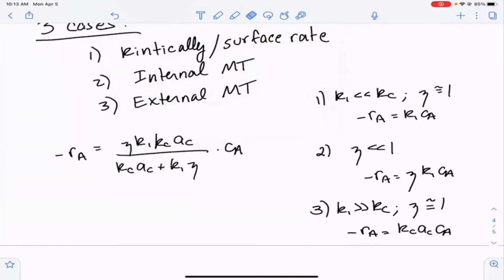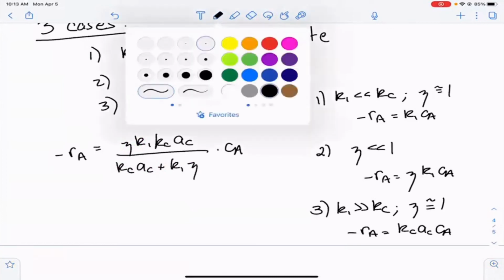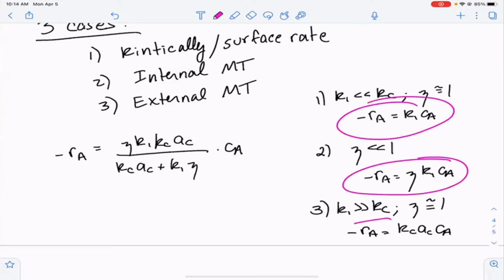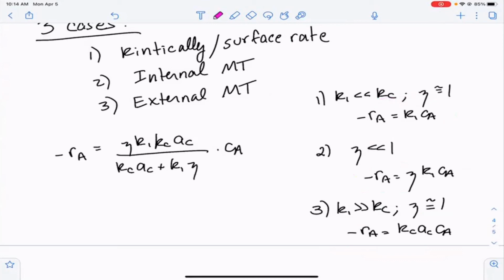And so the trick in the problems that we're going to be solving over the next week or so is that we're going to need to determine, using the values for the effectiveness factors, which one is controlling here. Is it internal mass transport, external mass transport, or is it the surface rate? And when we know that, we know which form of the rate law we are going to utilize.